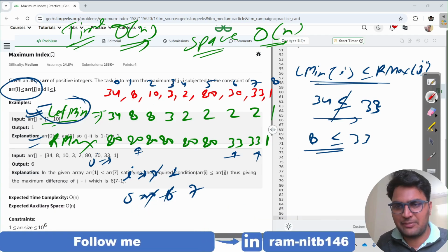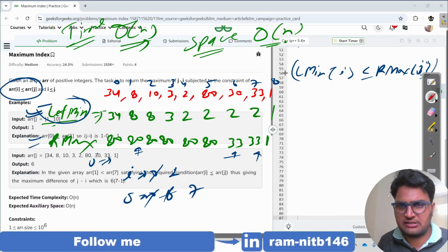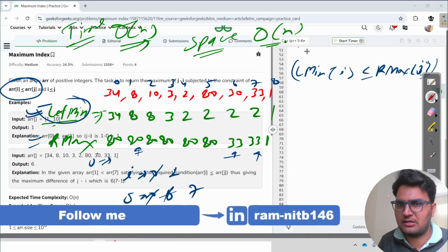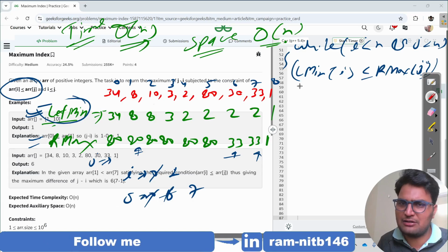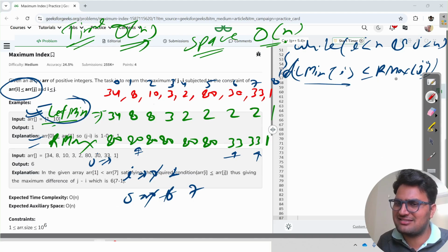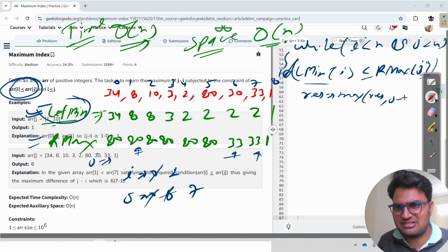So the algorithm is as simple as that. I hope you understood it. So see, this is simple, right? I will run a while loop here, where i must be less than n and j must be less than n, right? And in this while loop, this would be my if block: if left min of i is less than or equal to right max of j, it means this condition is true. So I will increase the j, doing j plus plus, and before that, I will store the result here. So we can say res is equal to maximum of res and j minus i.